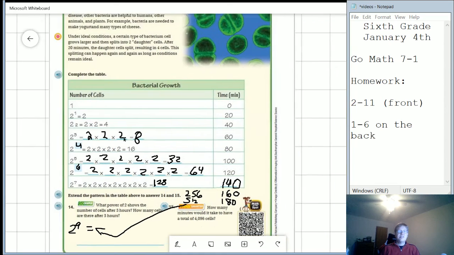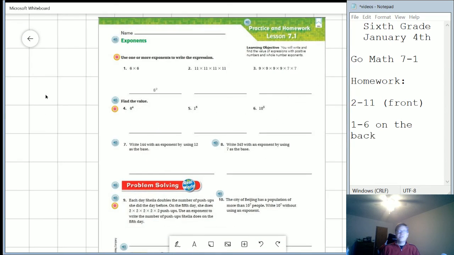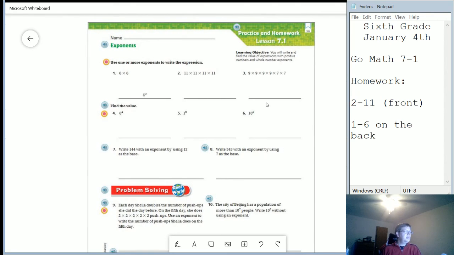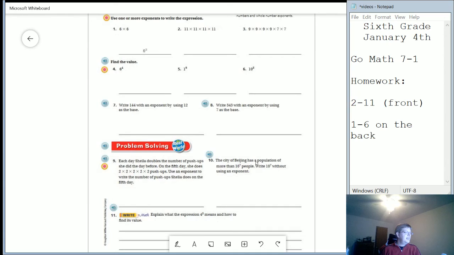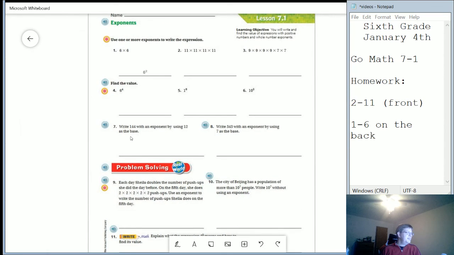All right, let's take a look at our homework. So for tonight, we are doing 2 through 11. I did give you an answer to that. I thought I did. So again, for number 7 and number 8, you are going to start by doing 12 as the base for this one. So you can do 12 times 12, figure out if that gets you to 144.